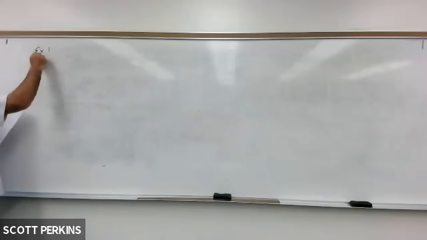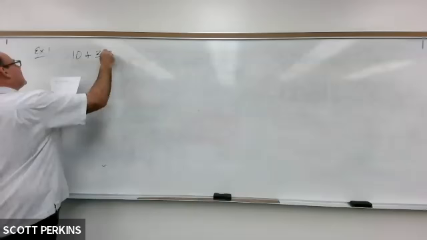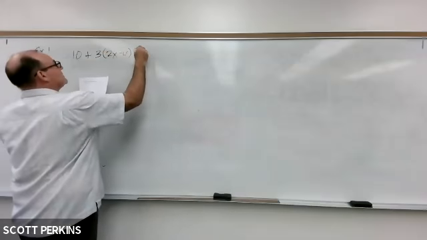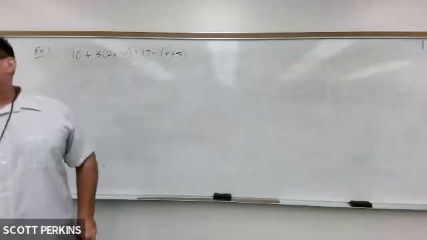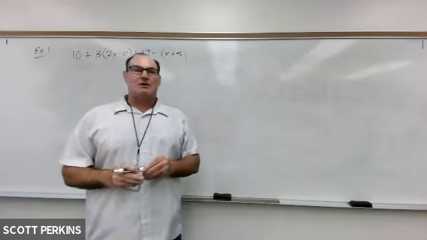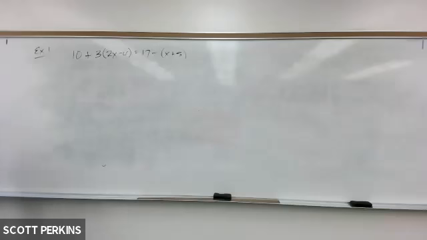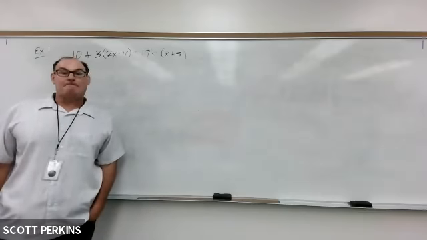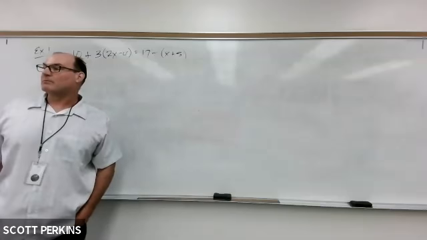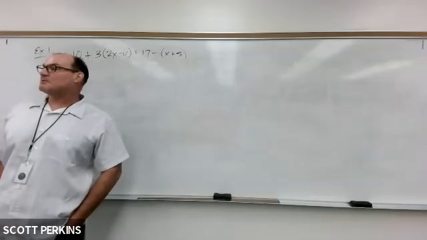So here we go. Example one, we're going to solve this: 10 plus 3(2x minus 4) equals 17 minus (x plus 5). All right. So hopefully this is like second nature. You've been doing this since middle school probably, and you're bored with it. Probably we all are. Okay, what's the first thing that I need to do in order to make this look a little better to solve it? Go for it, shout it out. Perfect, distributive property. Let's get rid of those parentheses.